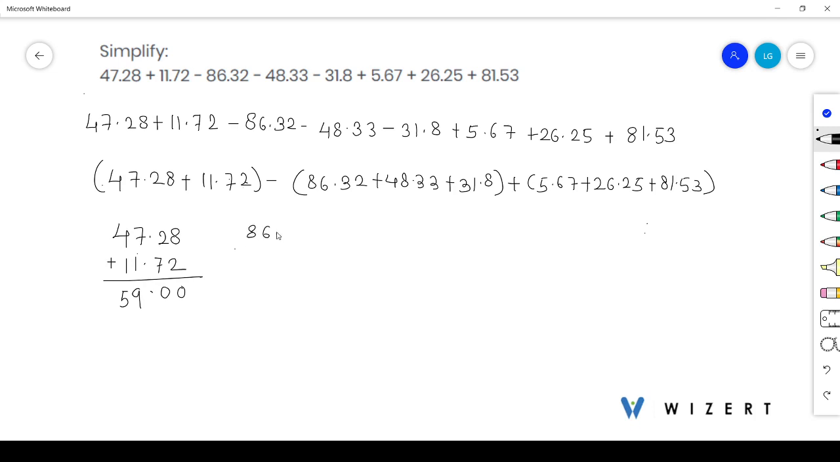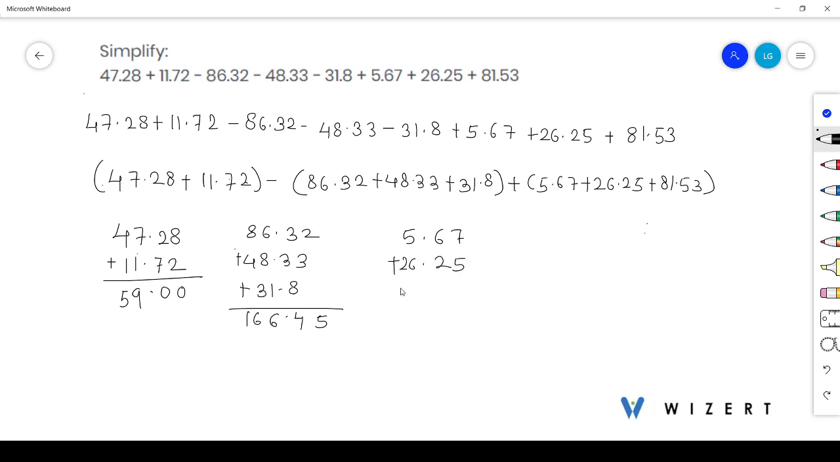Then 86.32 plus 48.33 plus 31.8. 3 plus 2 is 5. 8 plus 6 is 14, 1 carry over. 8 plus 1 means 10 plus 6 is 16, 1 carry over. 8 plus 1 is 9 plus 7 is 16. So it is 166.45.